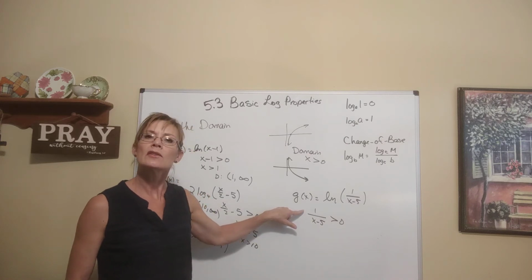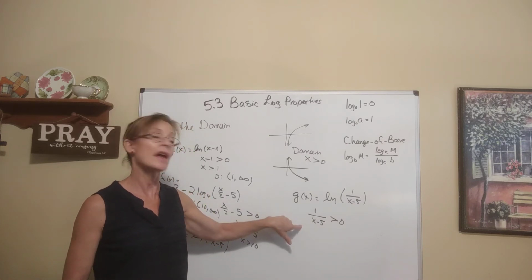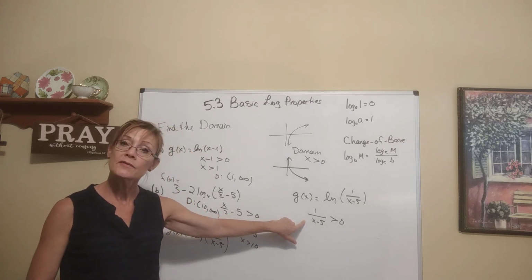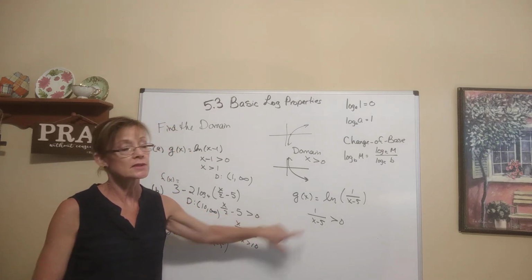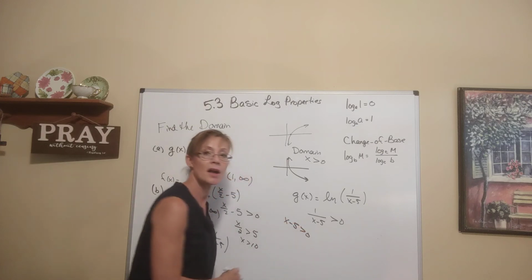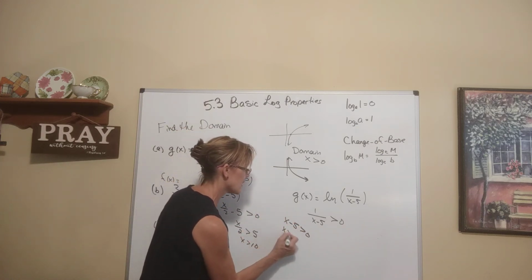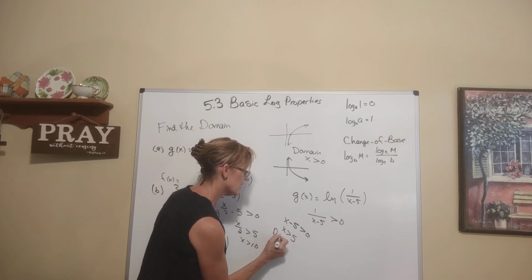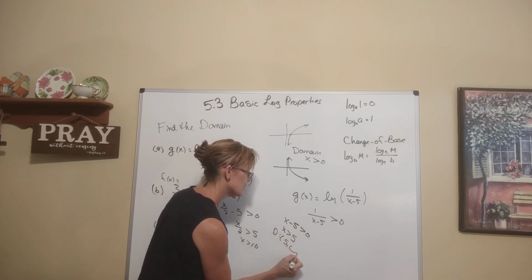So since the numerator came to us as a positive, we would have to say x minus 5, the denominator, also has to stay positive. So x minus 5 has to stay positive. We'll add 5 to both sides. And so the domain here is going to be from 5 to infinity.